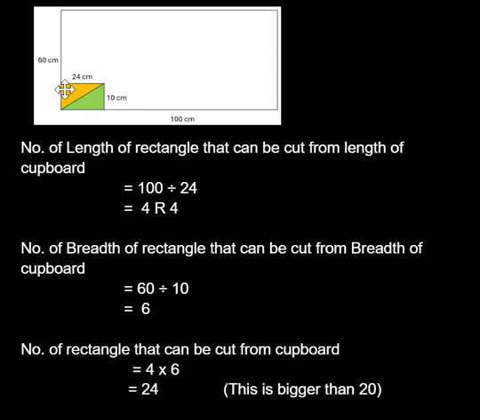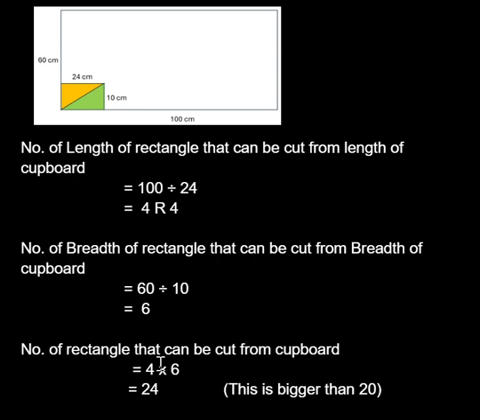If we now do it this way, what is the number of lengths of the rectangle that can be cut from the length of the cardboard? If we put it this way, how many can we cut? We can cut 100 divided by 24. I can have 4 whole pieces with some remaining here, which cannot be used. The number of breadths of the rectangle that can be cut from the breadth of the cardboard: that means now we stack it this way. So total here is 10, here is 60. So I can have 6 pieces. I can stack here 6 pieces, and this way 4 pieces.